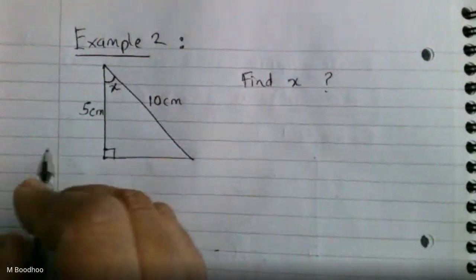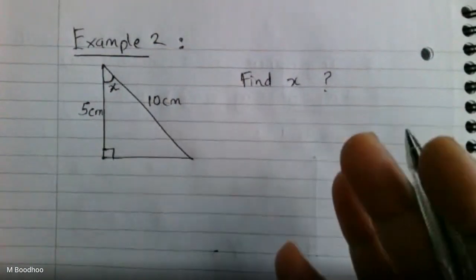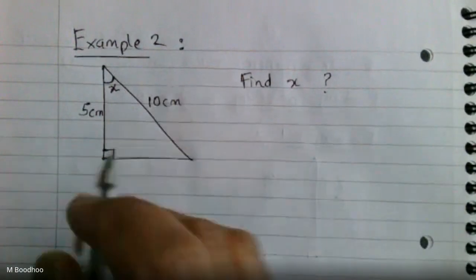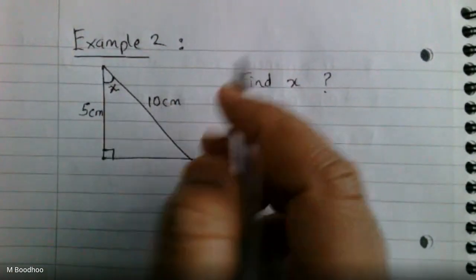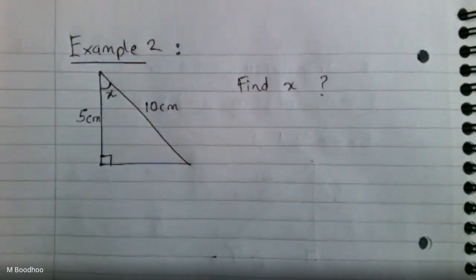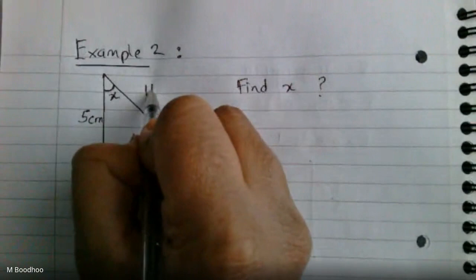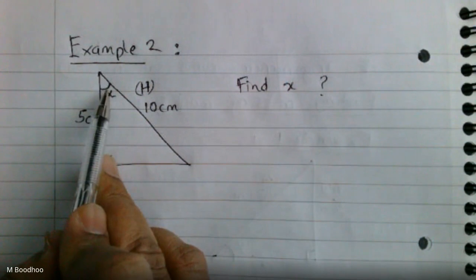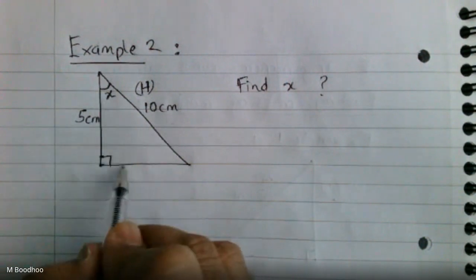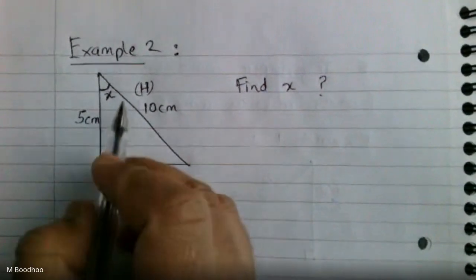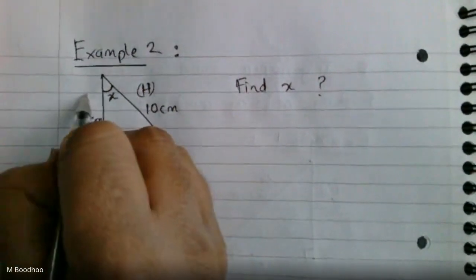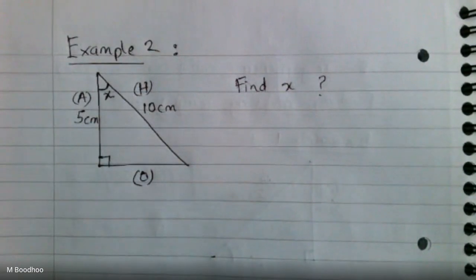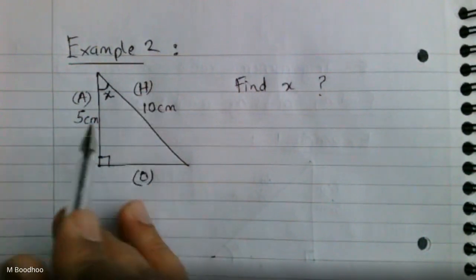So the first thing you're going to do, you're going to label your sides. Don't forget to label your sides in terms of H, O, and A. H is going to be here. If my angle of reference is here, that makes this side O, and this is by default A. I've labeled my right angle triangle in terms of H, O, and A, starting by H first, followed by O, and followed by A.